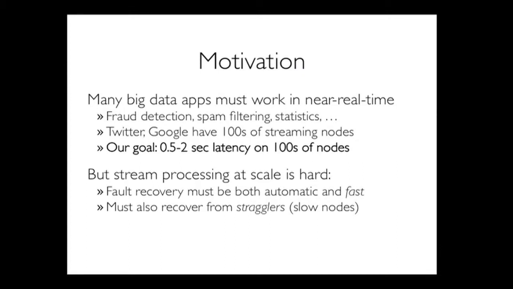And companies like Twitter and Google have hundreds of nodes that run streaming computations to deal with these data streams. So just to set expectations, by streaming, we really mean half a second to 2 second latency. We don't mean the millisecond financial trading kind of stuff. But we want to do it at a scale of hundreds of nodes.